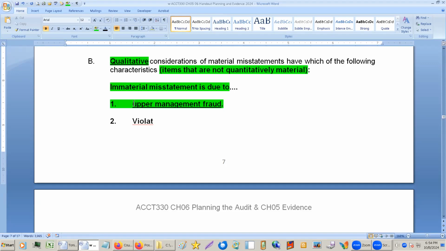So upper management fraud, violation of a contract. Even though it's not material, if it violates a contract, then it very well could be material. Because notice that whoever is the other party to that contract, they will be reading the financial statements and relying on those to see whether the contract's being followed.